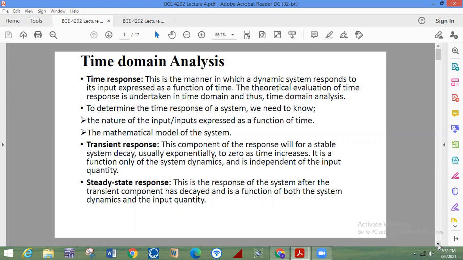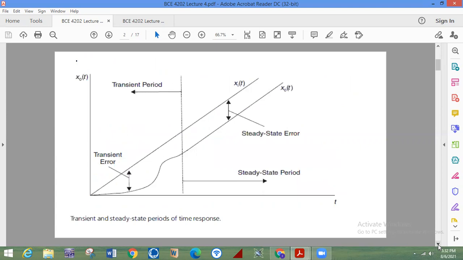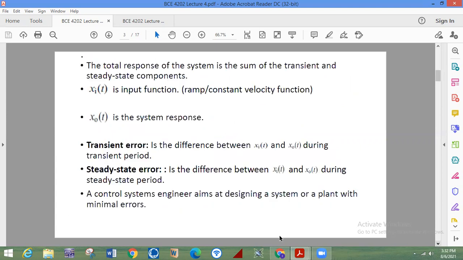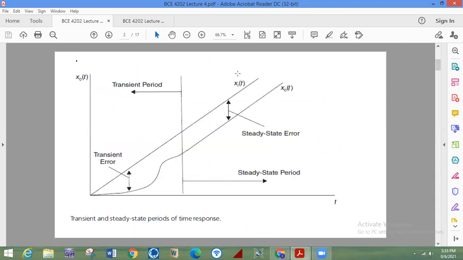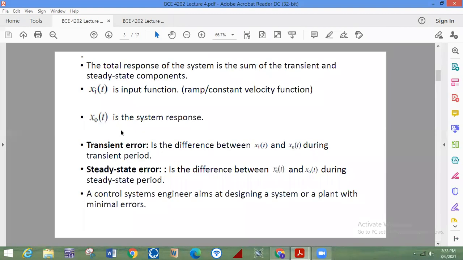Okay, so the total response of the system is the sum of the transient and the steady state components. We've seen already that this xi is our input, the system, and this is our output from the system, or the response from the system. It is clearly stated here that x naught is the system response.